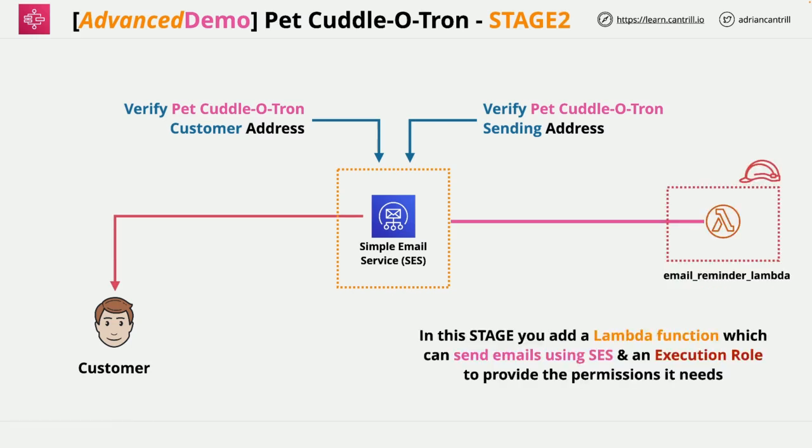We'll be creating a Lambda function and we'll be configuring the permissions so that this Lambda function can utilize the simple email service to send us notification emails. Now this will mean that we'll need to create a Lambda execution role, which is the thing that gives our Lambda function the permissions it needs to interact with SES, and we'll need to set up the function itself. So let's move across to the console and get started.